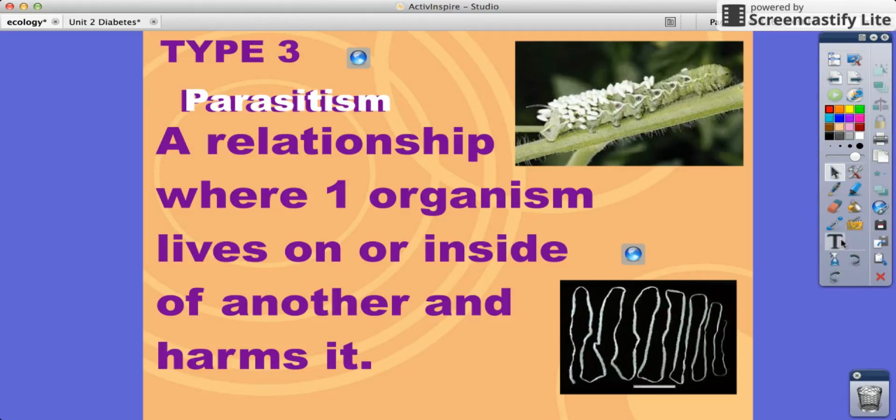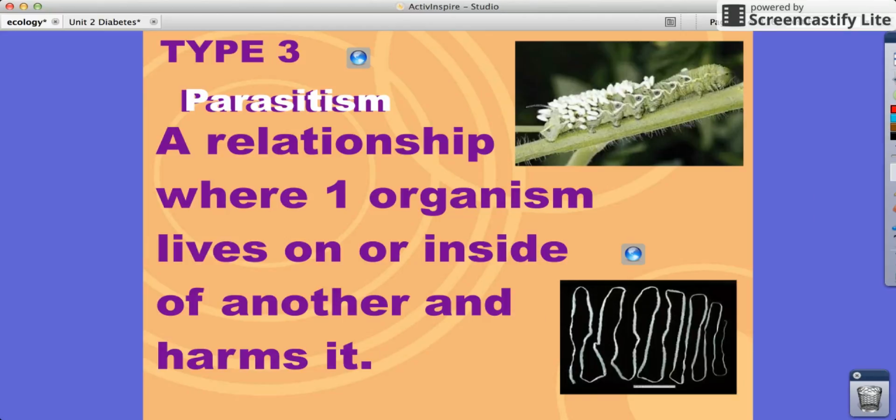So those are the 3 types of symbiotic relationships. So go ahead and try your hand at some of the practice problems before submitting this form.